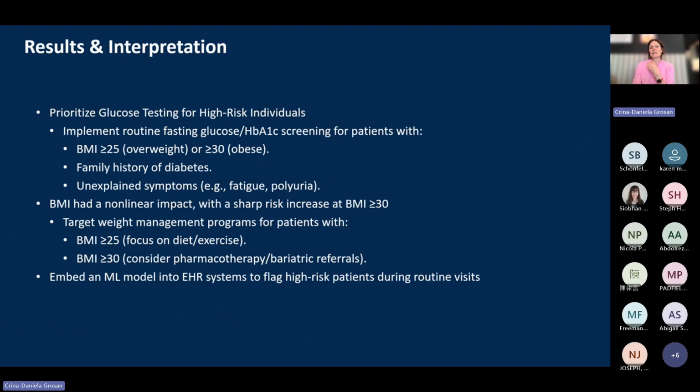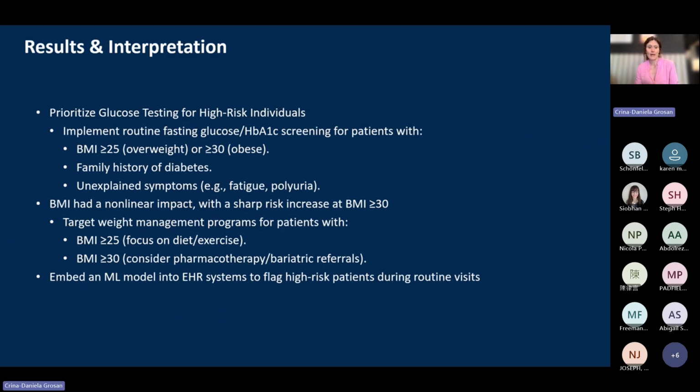We could interpret it as the glucose testing being very important and should be prioritized. And maybe it could be routinely implemented for some patients, for instance, patients with a BMI higher than 25, or for patients with a family history of diabetes, or for some unexplained symptoms. So we could recommend a routine fasting glucose test for these types of patients.